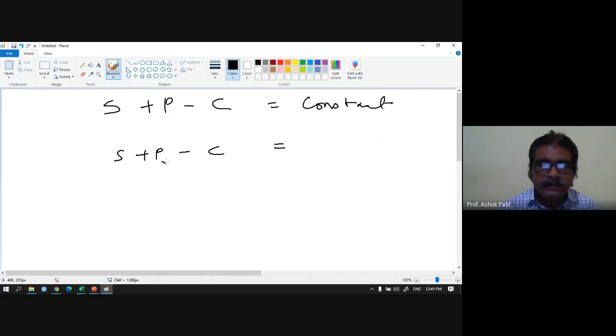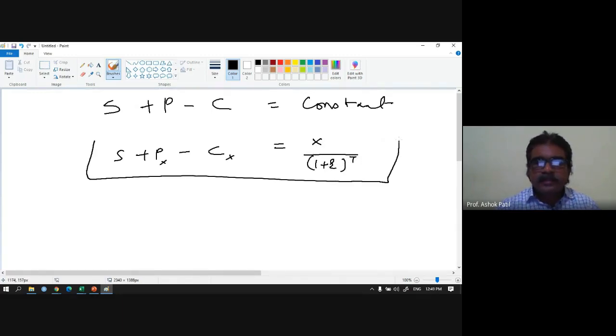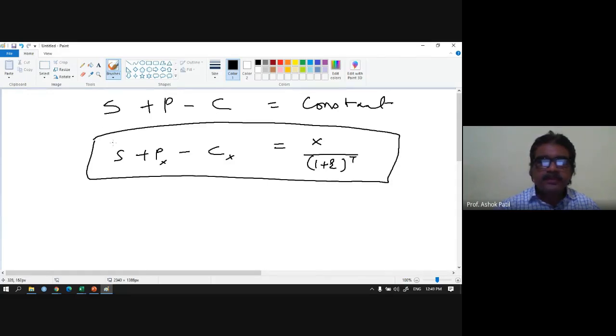If this is at given x, so this is going to be x divided by 1 plus r raised to t. This is what we got today. This is the put call parity equation, the put call spot parity equation. So we have proved it. We saw the portfolio diagrams, saw the payoff diagrams, and we got this.